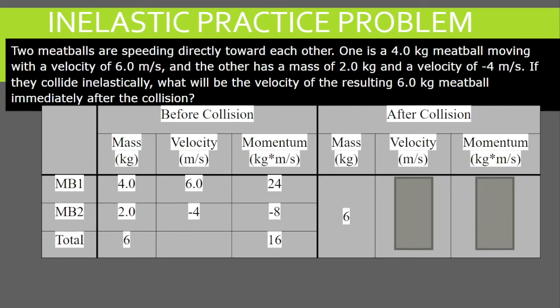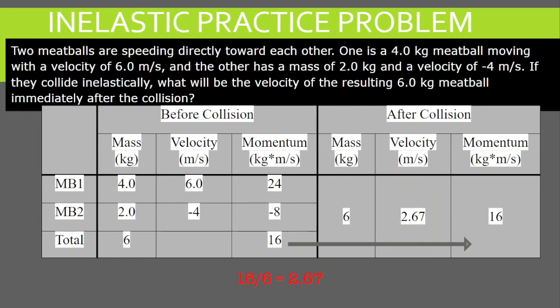What we do know though is that the momentum before is going to be the same as the momentum after. So if we had 16 kilograms times meters per second for our momentum initially, that momentum is going to be transferred to the end, and we're going to end up with 16 kilograms times meters per second of momentum at the end. Now that we know the final momentum and we know the mass, we can go ahead and solve for velocity. To figure that out, we're just going to say momentum divided by mass equals velocity. So 16 divided by 6, that's going to give us 2.67 meters per second. And there's our answer for our first inelastic collision problem.